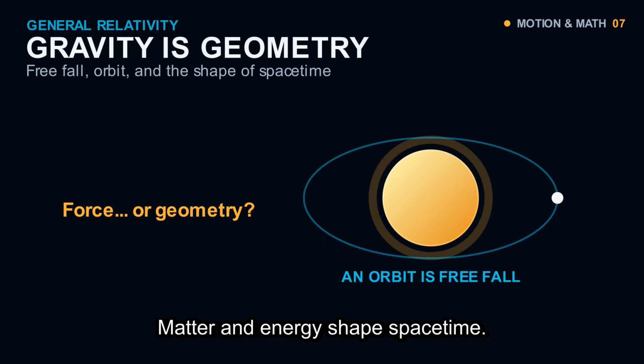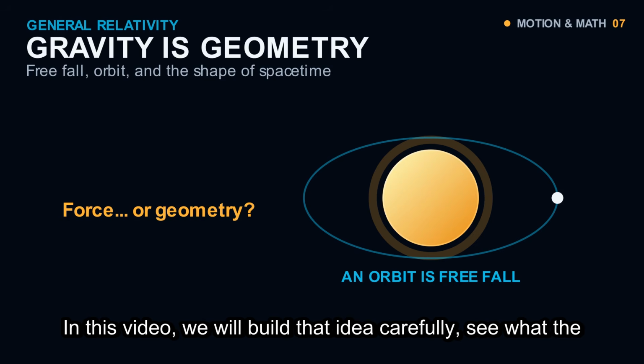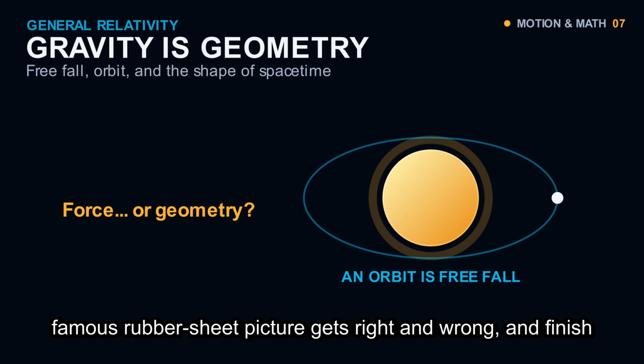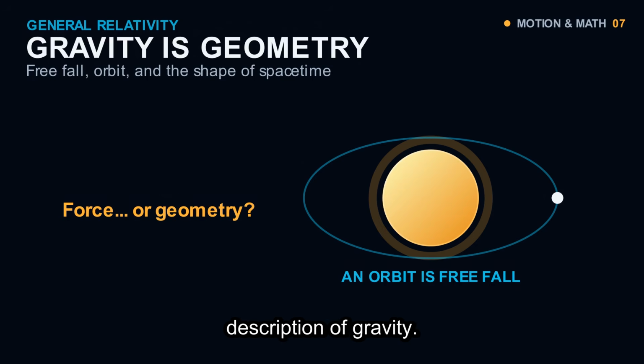Matter and energy shape space-time. Curved space-time shapes the natural motion of matter and light. In this video, we will build that idea carefully, see what the famous rubber sheet picture gets right and wrong, and finish with the evidence that turned an audacious theory into our best description of gravity.